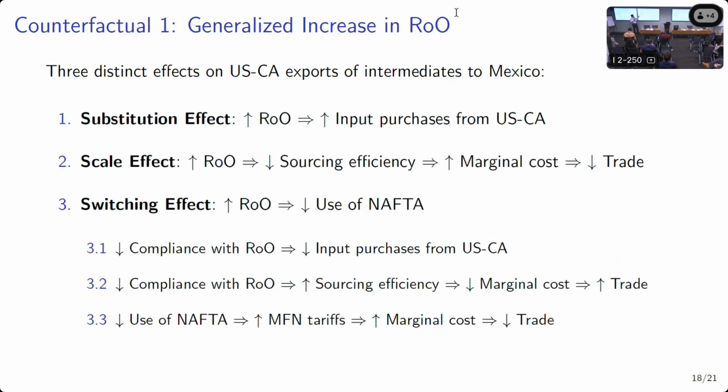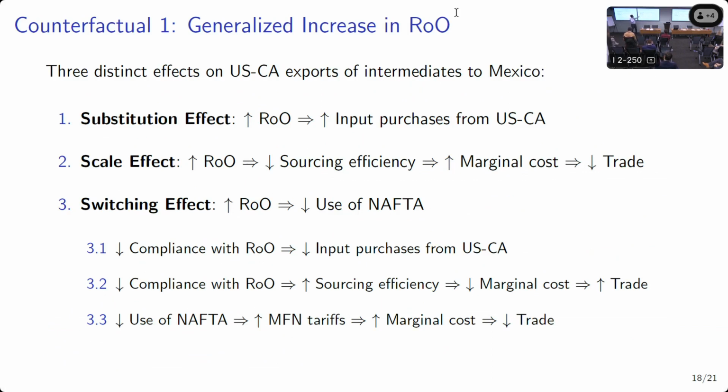On the other hand, when rules of origin go up, I'm going to buy less from China, let's say. So the price of my intermediates is going to increase. That's what I mean by saying sourcing efficiency goes down. That's going to increase my marginal costs, right? Increase the price of exports from Mexico to the US, and that's going to decrease trade in the region, right? If I'm selling less final goods to the United States, I'm going to purchase less intermediates from the United States, okay?